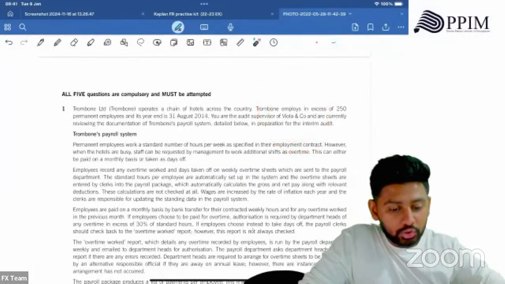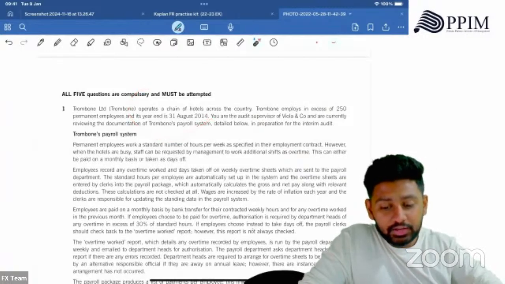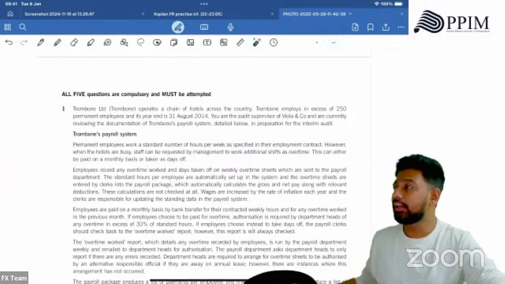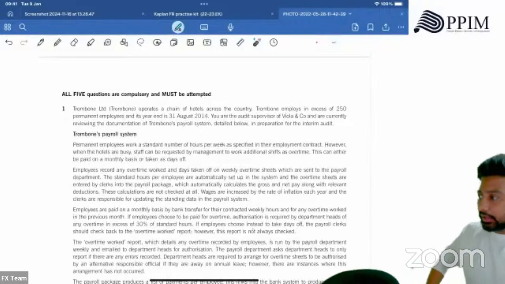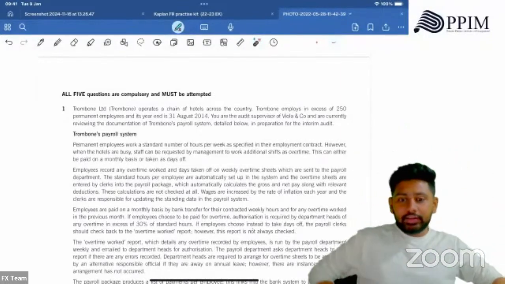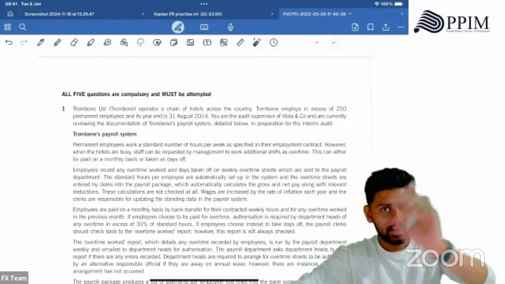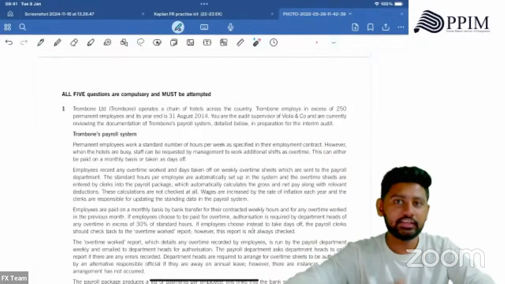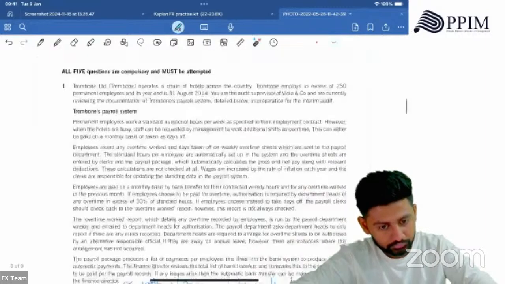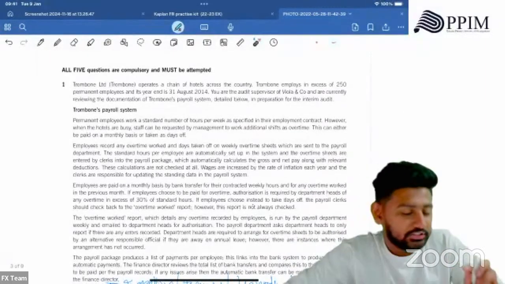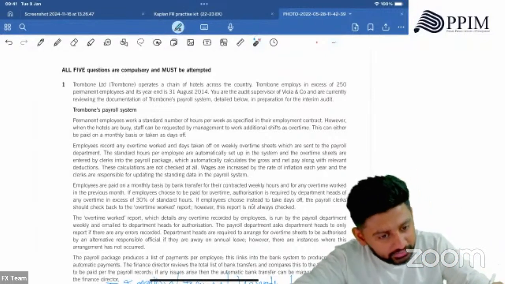You are currently reviewing the documentation of Trumbo's payroll system, detailed below, in preparation for the interim audit. Interim audit means, guys, during the year, there has been an audit taking place. So interim audit is done during the year. Final audit is done after the year. Okay, super. Now they are talking to you about the payroll system. This is the introduction your examiner has given.